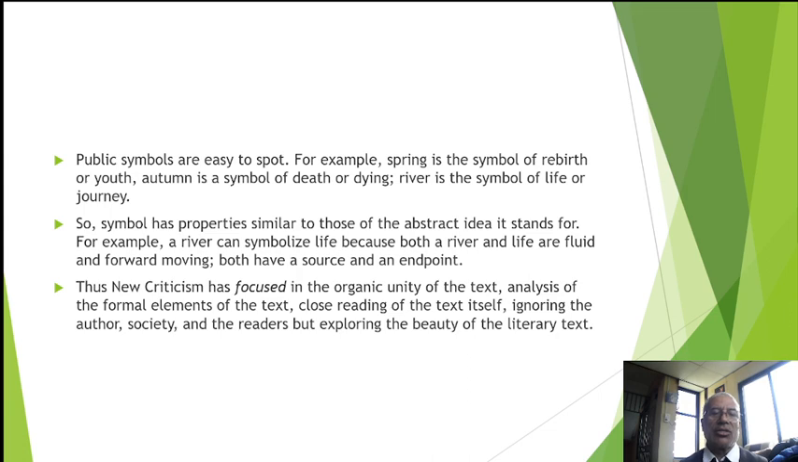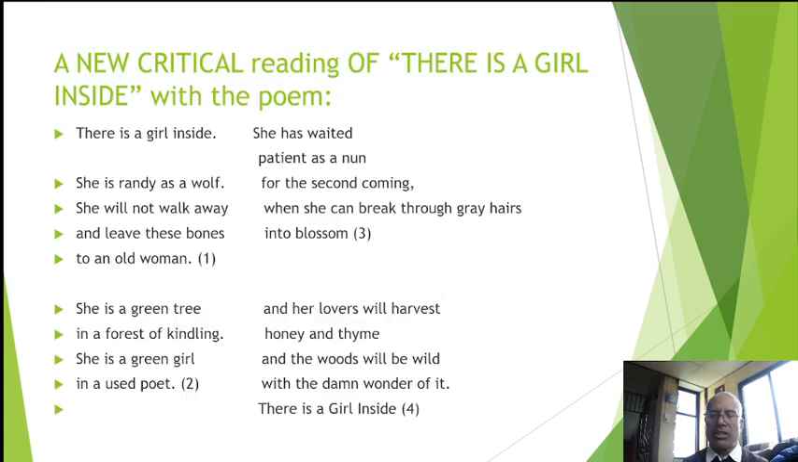Close reading of the text itself means the text itself is complete and is read closely. Ignoring the author, ignore the society, ignore the readers, but explore the beauty of the literary text. That is the main concept of new criticism. Ignore the readers, ignore the authors, ignore the environment outside, ignore society, ignore everything, but focus on and explore the beauty of the literary text with the help of formal elements found within the literary language.